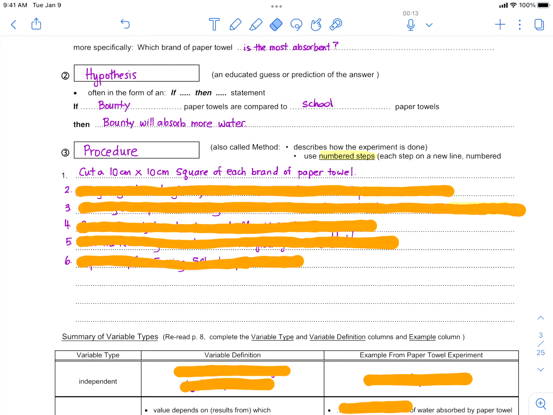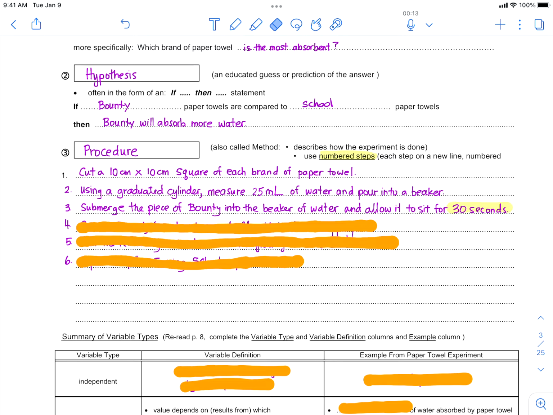So the first step is that we want to cut a 10 centimeter by 10 centimeter square of each brand of paper towel. Okay, so we're going to do this for the Bounty, and we're going to do this for the school paper towel. The second step is to use a graduated cylinder to measure 25 milliliters of water and pour it into a beaker. So we're using a graduated cylinder because it's more accurate. And then we're measuring 25 milliliters and pouring it into a beaker.